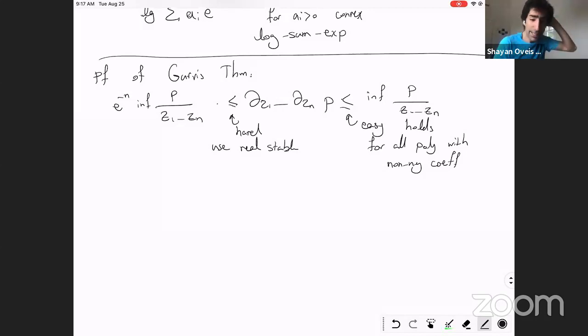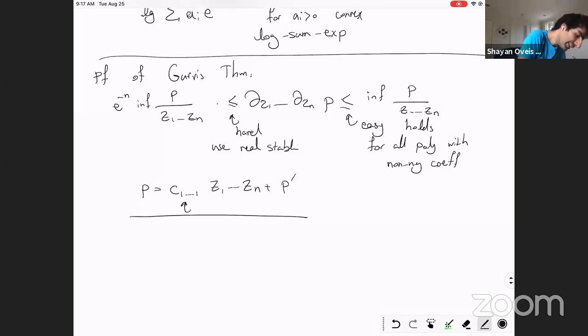The point is P has non-negative coefficients, right? So I can write P as follows: c of 1,1,...,1 times z1 up to zn plus, let's say, P prime. What is this? This is the quantity I'm interested in. This is the coefficient of the monomial z1 up to zn, and P prime is the rest of P. I don't care what the rest of P is. I just separate out the monomial z1 up to zn from the rest of P.